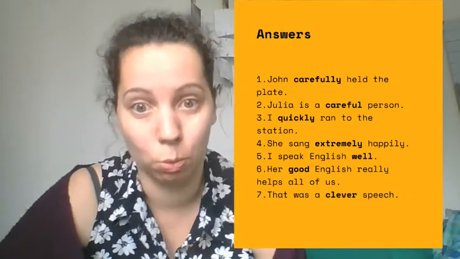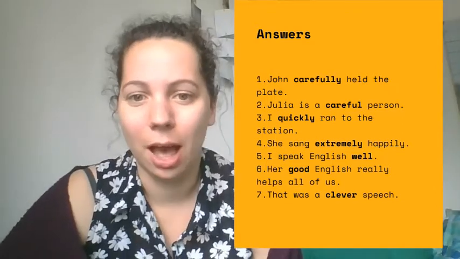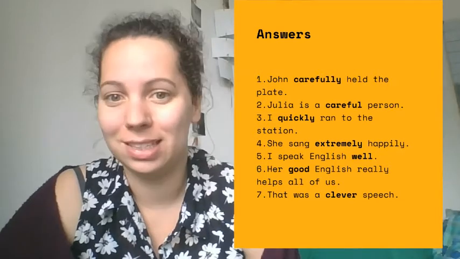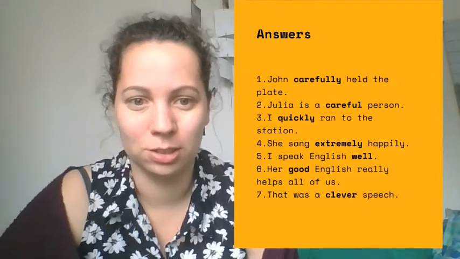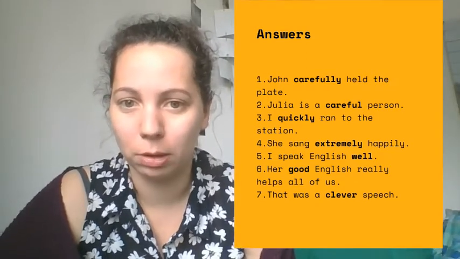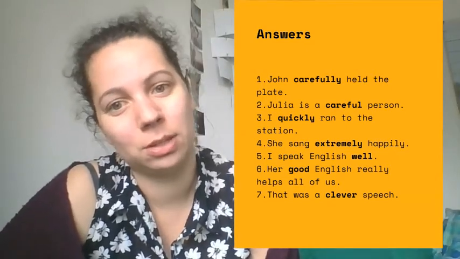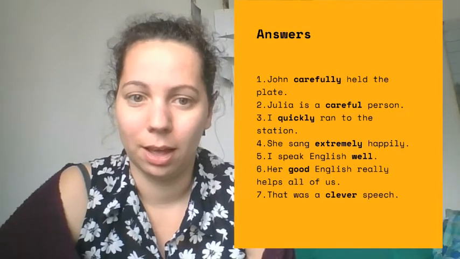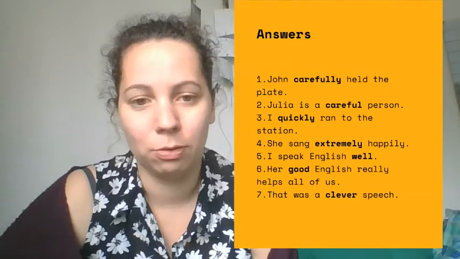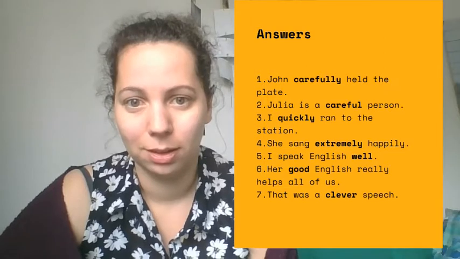In 5, I went for well because I think it says something about speaking. How do you speak English? Well. I remember that good does not have the word goodly in English, but the adverb for good is well. And good is the adjective form, which we need in 6, by the way. Her good English really helps all of us. Her English being a noun, the English in this case. And if I want to say something about that one, then I have to use good here. And lastly, we had clever, and I used it as an adjective because I think it said something about speech, and speech is a noun, so it was a clever speech.